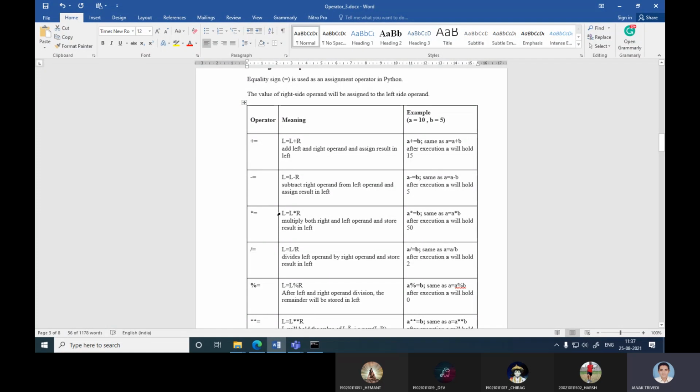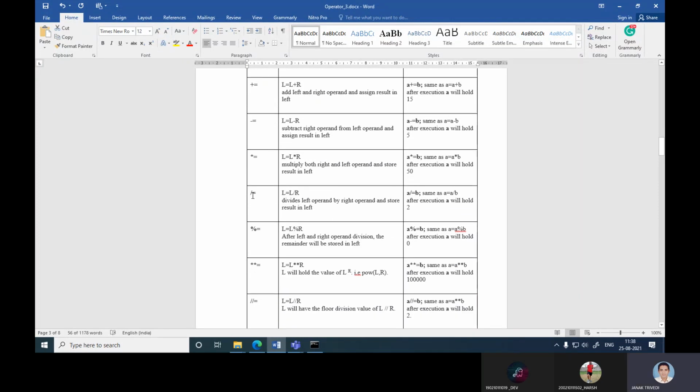This is multiplication equal to. So left equals left into right. Multiply both right and left operands and store the result in left. So this is the example: A multiplication equal to B is the same as A equal to A multiplied by B. And after execution, A will hold 50.